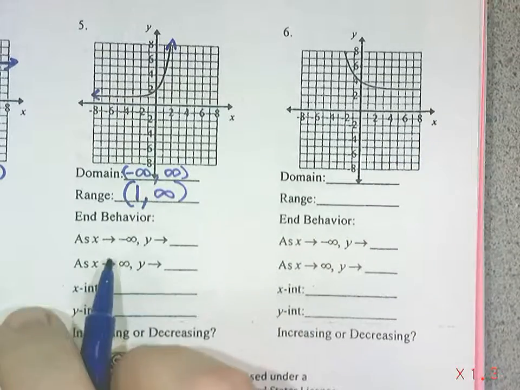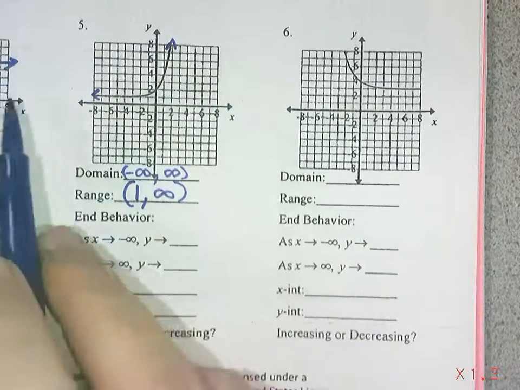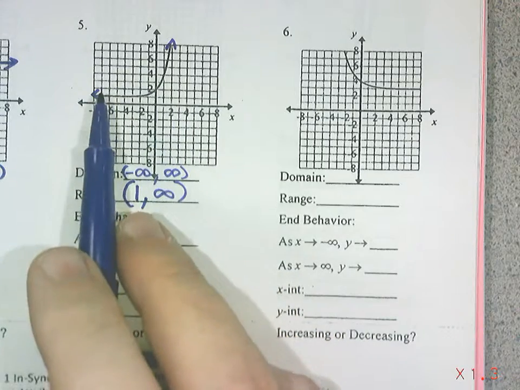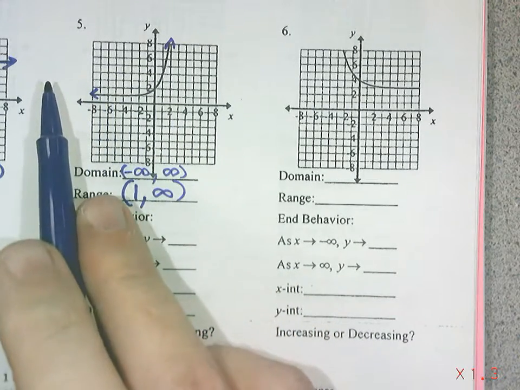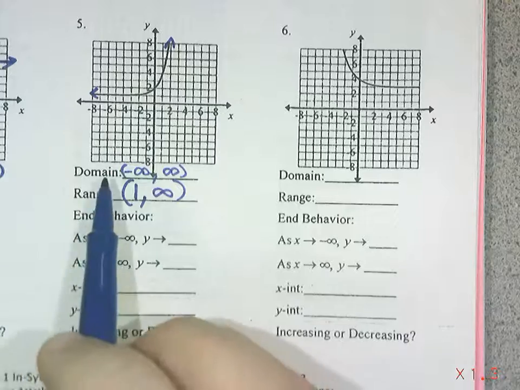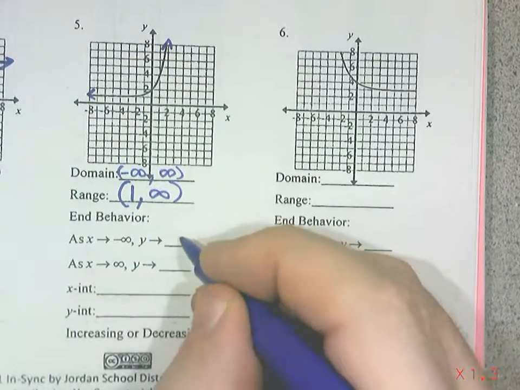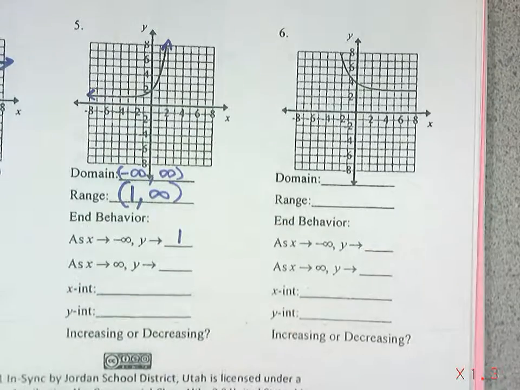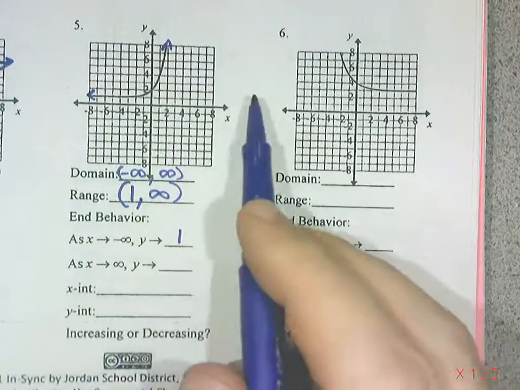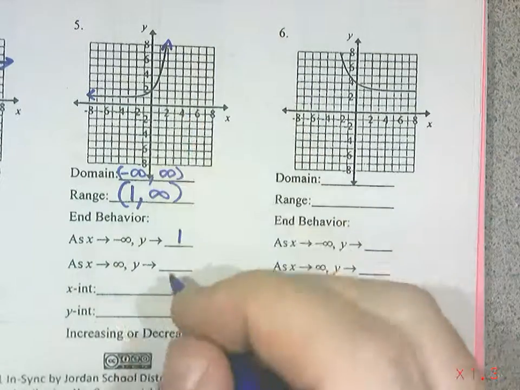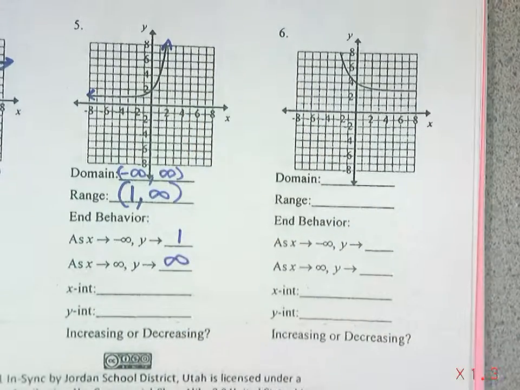Okay, and then as x is approaching negative infinity, as we go to the left, what y value is it approaching? Well, as we go to the left, it's getting closer and closer and closer to 1. So that would be the end behavior. As x goes to negative infinity, y is approaching 1. And then as we go to the positive infinity, it looks like y is going up. So it's going to go up forever, which is positive infinity.